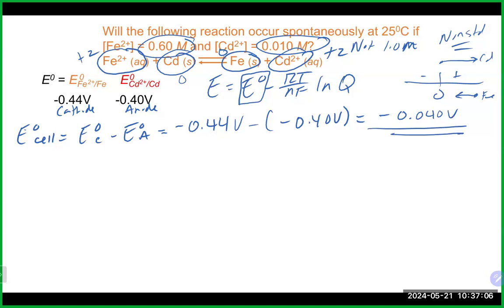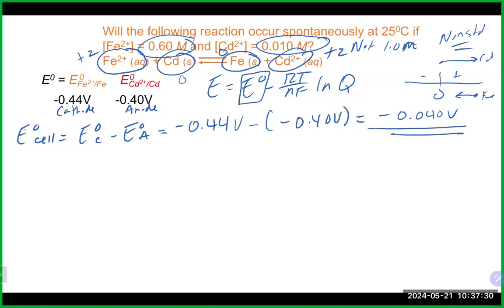A negative cell voltage means your delta G should be positive, right? As we have minus NFE. So negative will turn our delta G into a positive, which means this reaction would be non-spontaneous under standard conditions. But we're not under standard conditions here, so we're trying to see whether or not we can turn this into a spontaneous reaction.